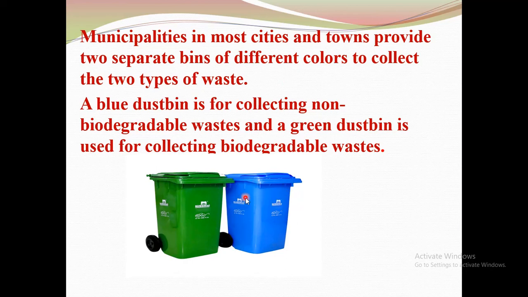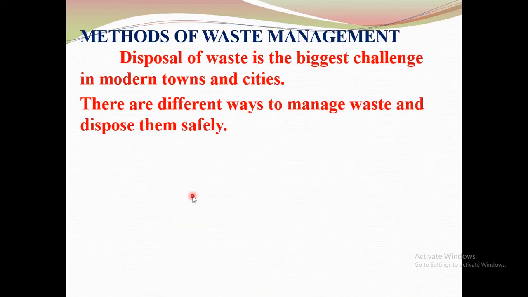Okay children, nowadays municipalities in most cities and towns are providing two bins of different colors. Here in this picture you can see a blue color and a green color bin. The blue dustbin is for collecting non-biodegradable waste like plastics, chemicals, etc. And the green dustbin is used for collecting biodegradable waste, for example dried leaves, vegetable and animal waste, fruit peels, etc.